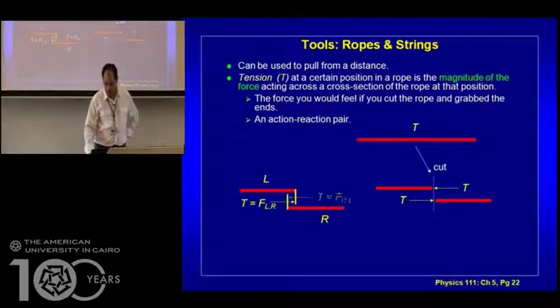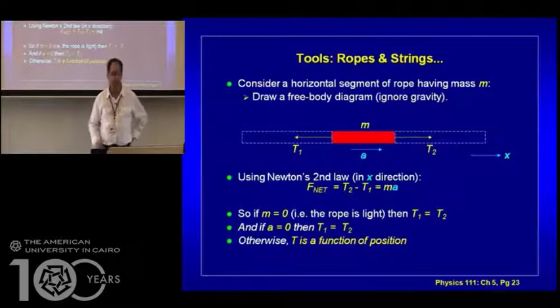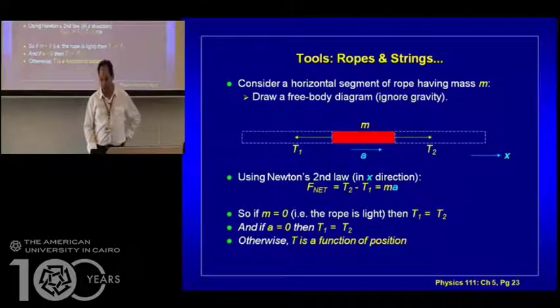I'm going to skip that. And this is what I explained just now. If you choose only a small part of the rope or of the wire, and look at the forces acting on it, there will be a force to the right. That's T1.